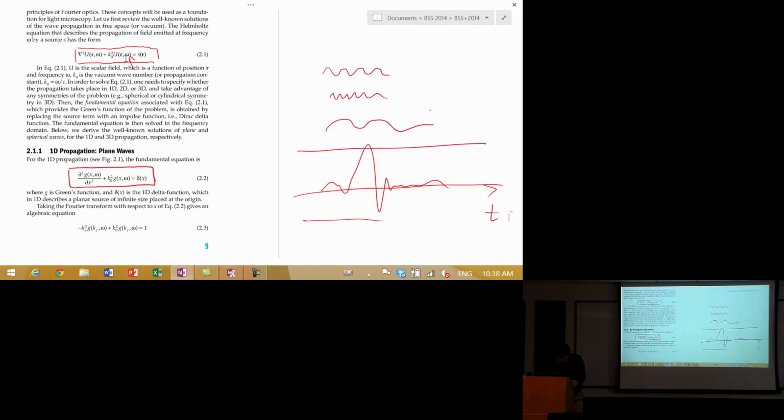Okay, so what do we have? Well, we have a Laplacian, right? We have the field itself, U, and then we have K naught. This is a property.